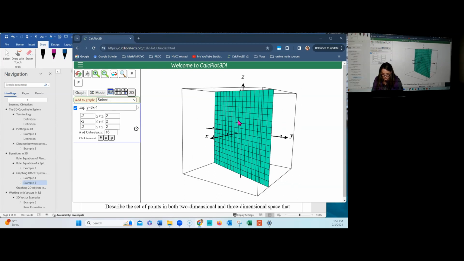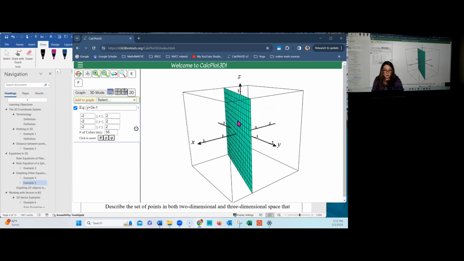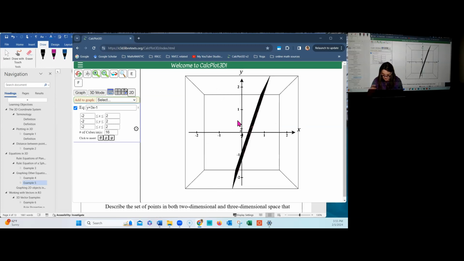Now, if we wanted to look at it where it was in the XY plane, we could do something where we have, let me see if I can remember how to do this. Shift Y, function Y, there we go. All right. So now you can see that I'm looking at it from the XY plane. Now you may be saying, well, that doesn't look exactly like a line. It's got a little thickness to it. It does, because CalcPlot 3D is trying to render everything so that it looks three-dimensional to you.